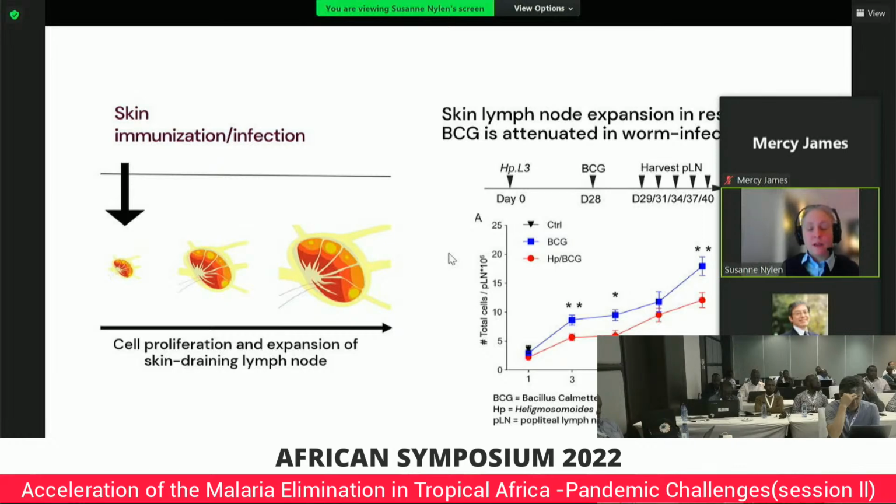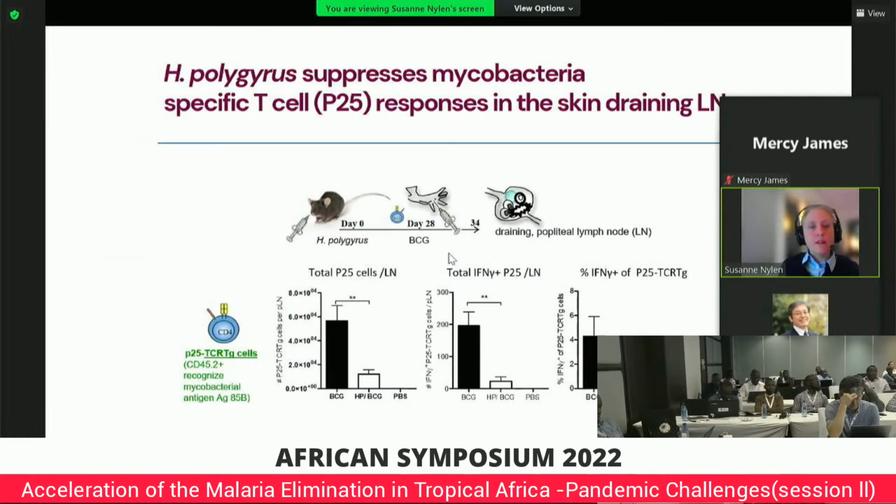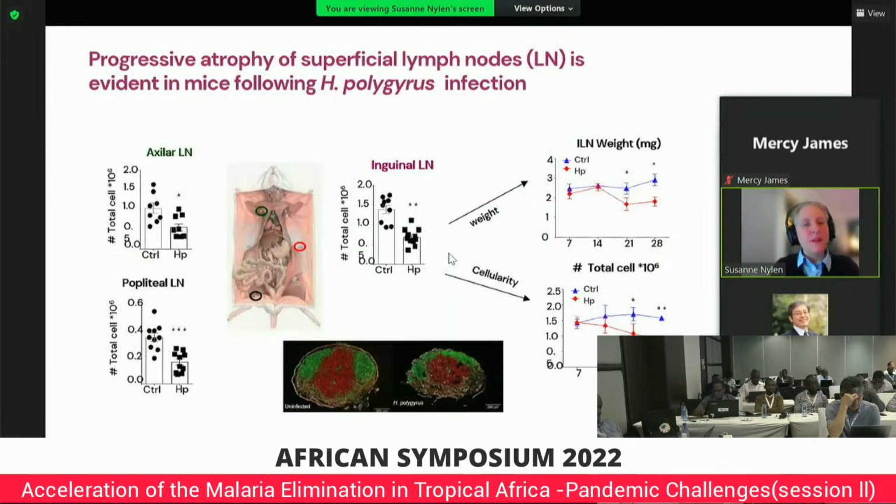I also skipped this slide, actually, due to time. And this is how we could see that when the lymph nodes were found to be smaller in all peripheral sites, we saw a progressive atrophy of superficial lymph nodes in our helminth-infected mice.